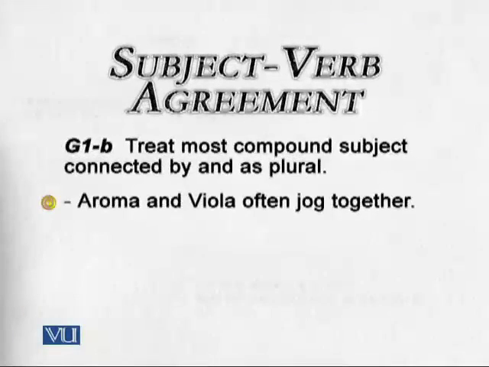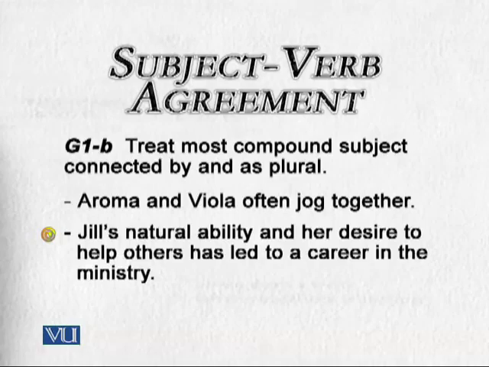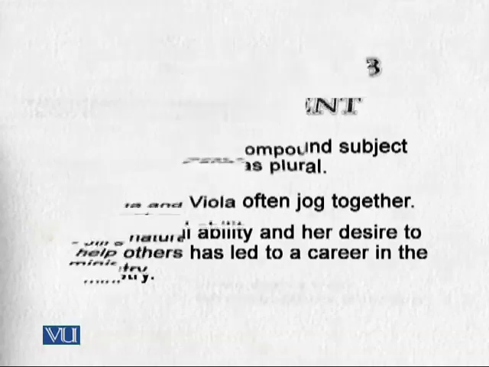Like the example I have given you: Aroma and Viola often jog together. Now, Aroma and Viola often jogs? No. Aroma and Viola, plural. Often jog. Jog is also plural. So this is how they agree. Now, one more example. Jill's natural ability and her desire to help others has led to a career in the ministry. Now, in this sentence, you see 2 characteristics have been given.